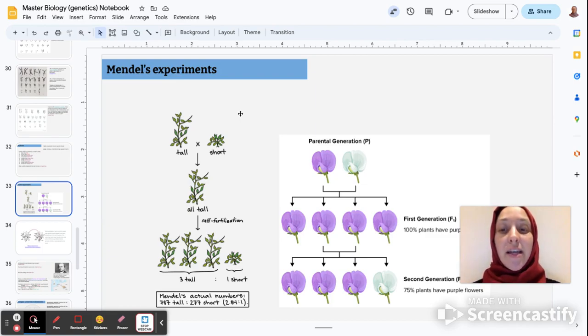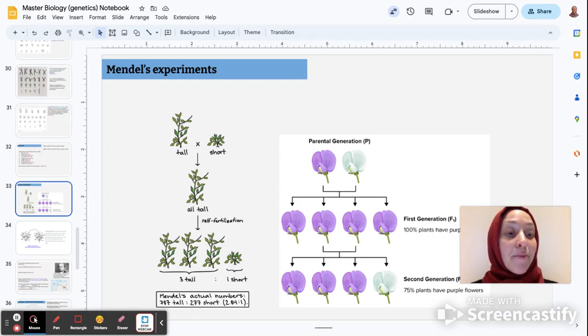So, for example, in one of his experiments, he would take tall pea plants, purebred tall pea plants, meaning that they were tall, their parents were tall, their grandparents were tall, their great-great-grandparents were tall. These tall pea plants have always been tall. Okay, they have nothing in their genome that would indicate that they have ever been short or that they will ever be short. And he decided to cross-pollinate them with pea plants that have always been short. So he took purebred tall and he crossed them with purebred short pea plants.